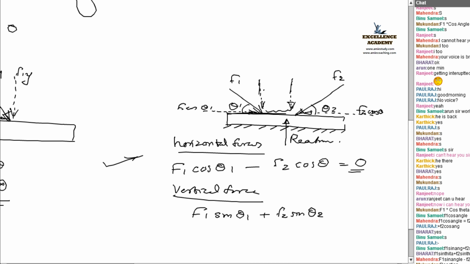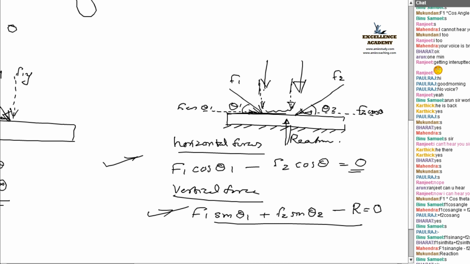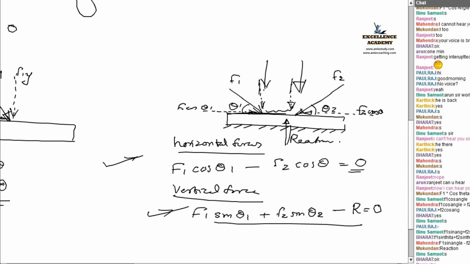Got it, what I am saying? This is the action force, and for that, an equal and opposite reaction according to Newton's third law will be there. So F1 sine theta 1 plus F2 sine theta 2 minus R is equal to 0. Got it? Okay, is it clear to all?